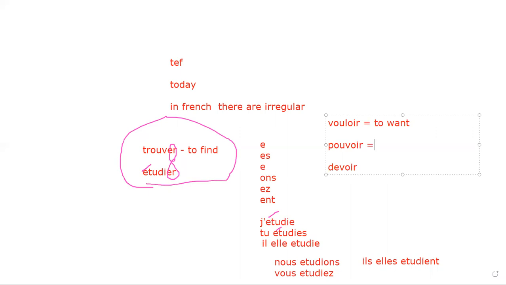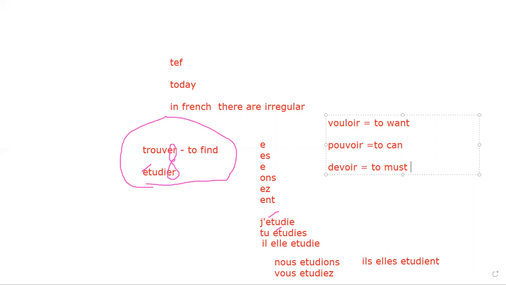Pouvoir. Repeat after me. Pouvoir is my verb to can. So vouloir is my verb to want. Pouvoir is my verb to can. And devoir is my verb to must. So team, why are these helping verbs? For example, I want to go, I can go, I must go.